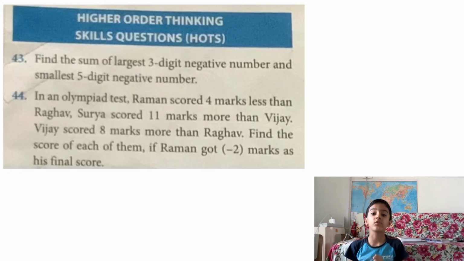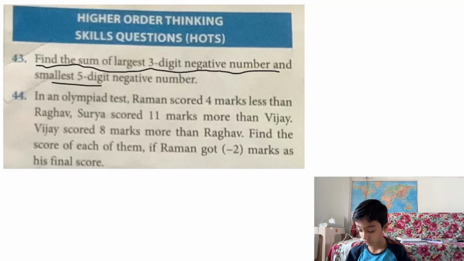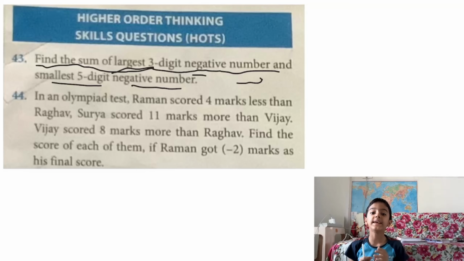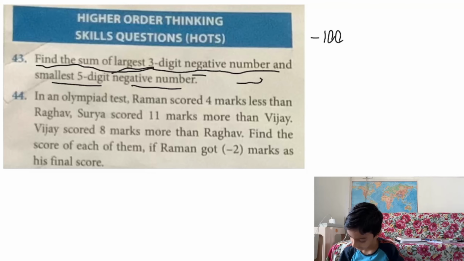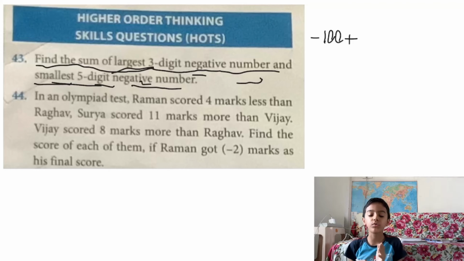Now let's discuss one last question. Find the sum of the largest 3-digit negative number and the smallest 5-digit negative number. First we'll find the largest 3-digit negative number. The largest 3-digit negative number is minus 100. So here we'll write minus 100 plus. Now we'll find the smallest 5-digit negative number. The smallest 5-digit negative number is minus 99,999.